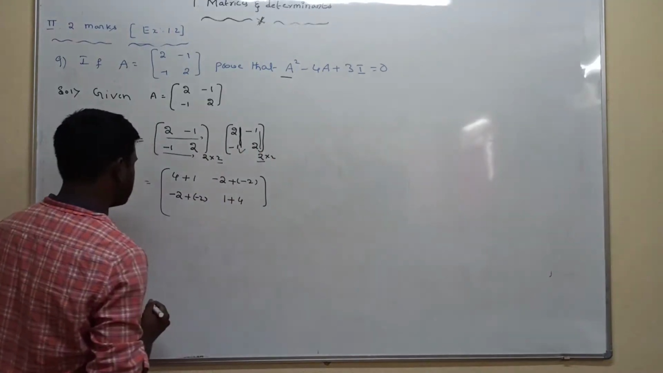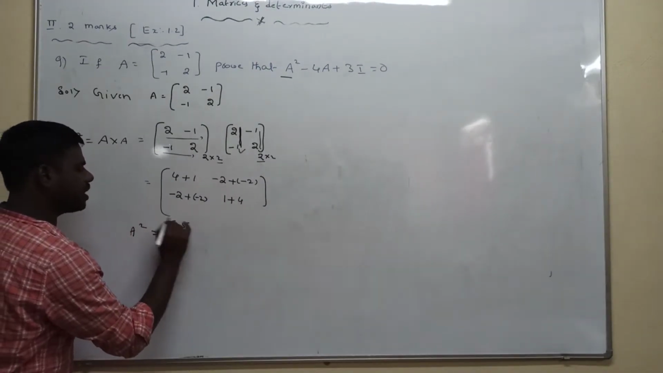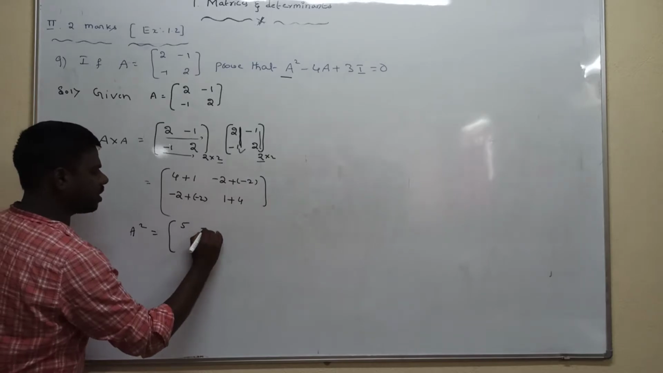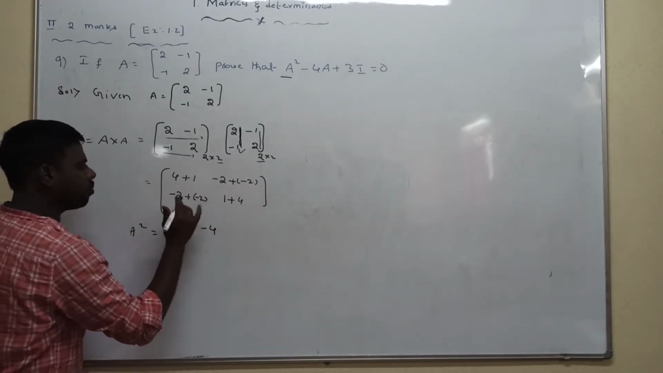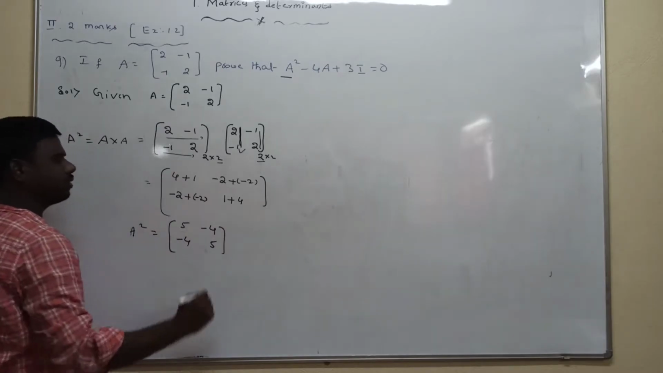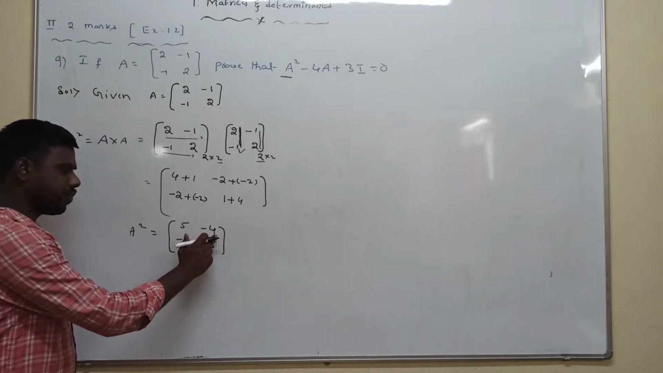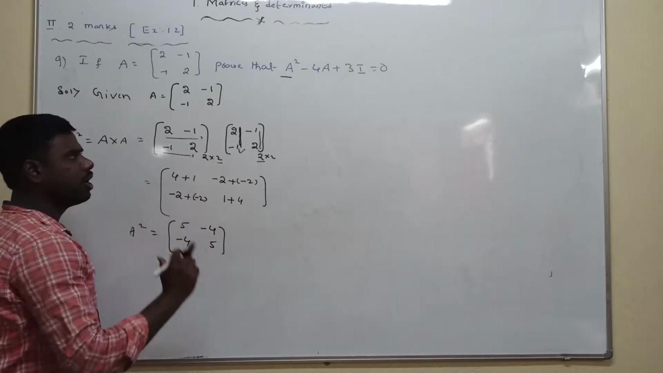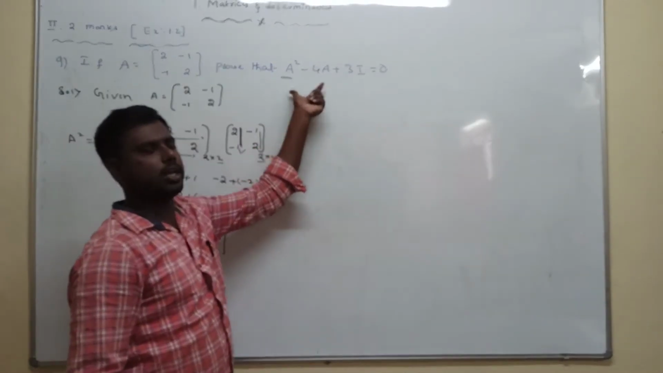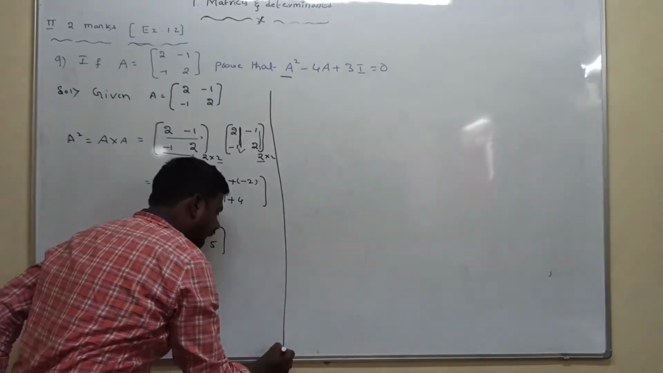Next we have to simplify this. A square is equal to 4 plus 1, that value is 5. Minus 2 minus 2, that value is minus 4. Minus 2 minus 2, that value is minus 4. 1 plus 4, that value is 5. Finally, you got the A square value: [5 minus 4; minus 4 5]. Now we can take the left hand side condition to prove the null matrix. Now I am taking the LHS.